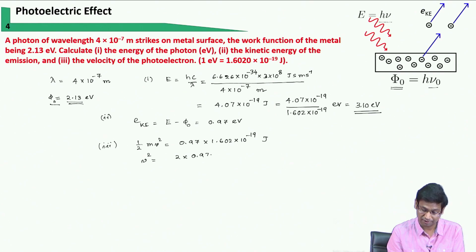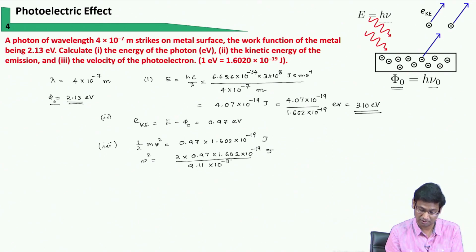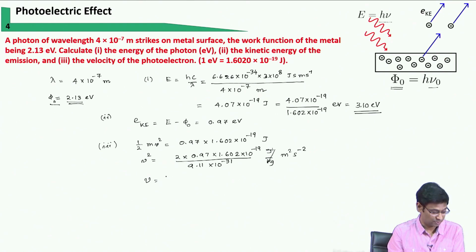2 into 0.97, 1.602 into 10 to the power minus 19 joule divided by 9.11 into 10 to the power minus 31 kg. You know joule per kg will be meter square second to the power minus 2. So, therefore, V is the square root of this, and when you do this you will get 5.84 into 10 to the power 6 meters per second.